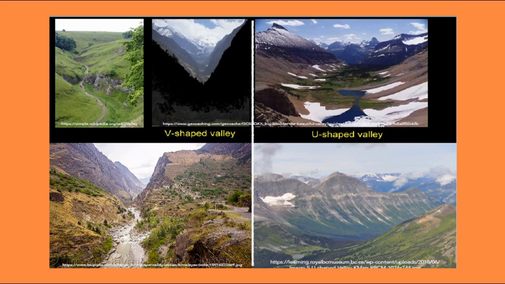And here are some pictures of both V-shaped and U-shaped valleys. You can really see the difference in them. The V-shaped valleys have a lot higher sides. They're a little bit steeper, probably not a place where you could build anything, but you can, and in the bottom left picture, you can see the river running through it.